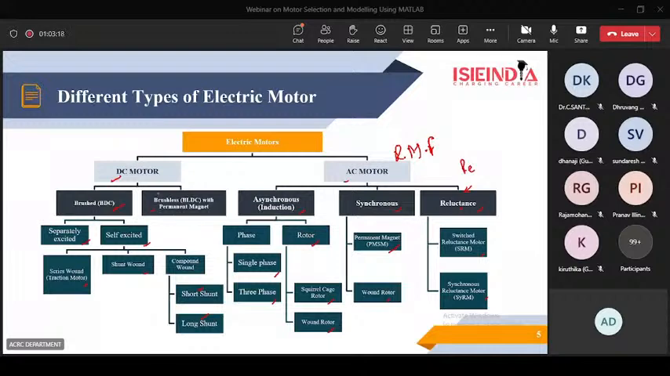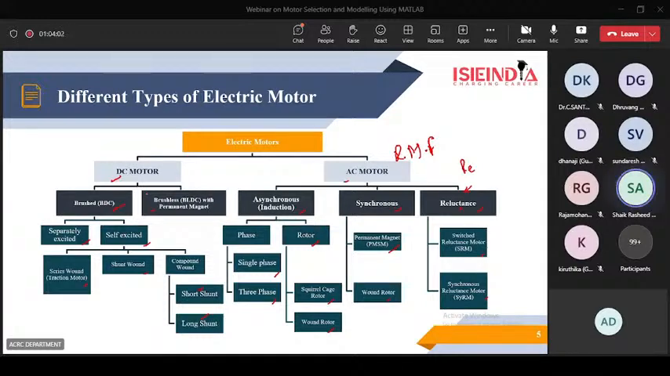Can anyone from the audience tell me more about the BLDC motors? Yes, from the audience, can anyone tell me, do you have any idea about BLDC motors? No, sir. Okay.